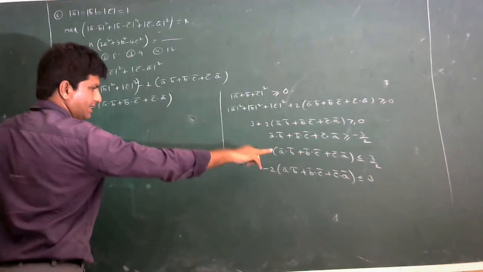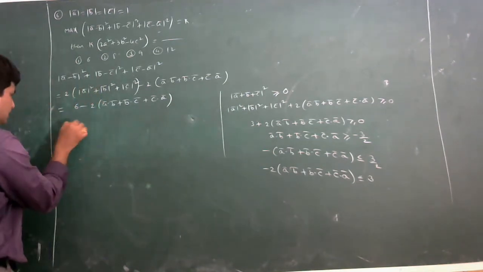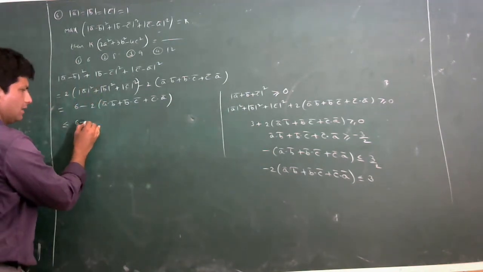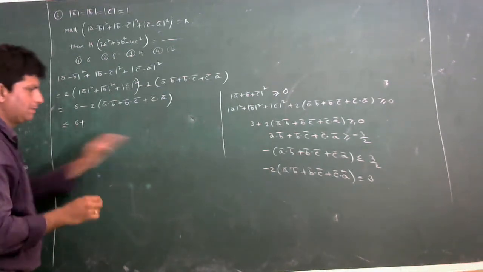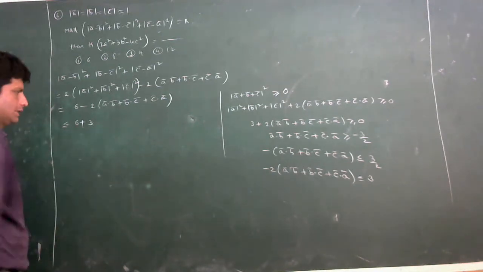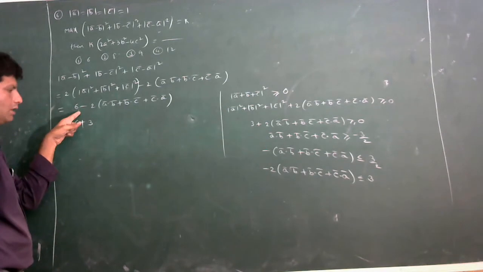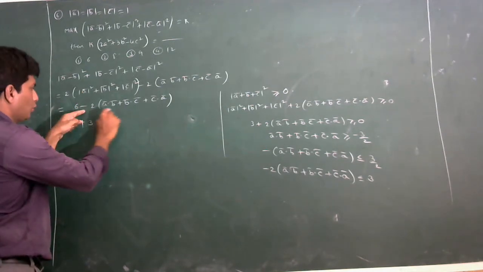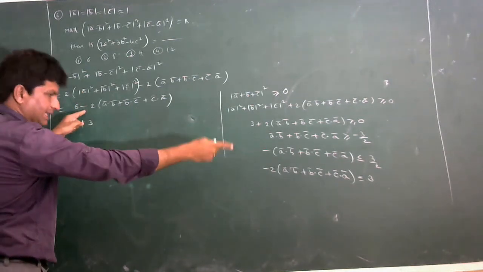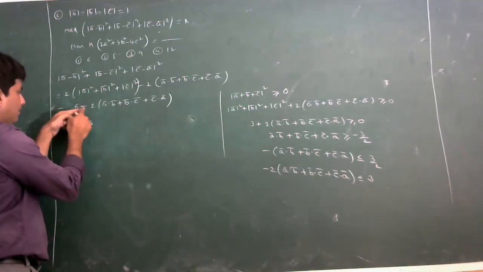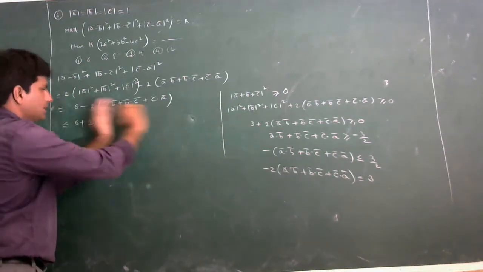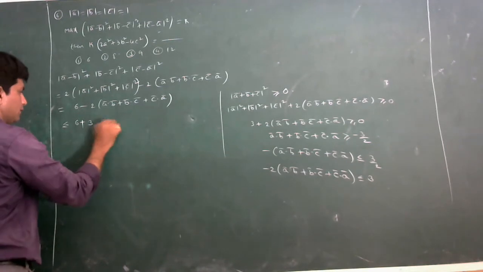Already, greater than or equal to is converted to less than or equal to. So this is always less than or equal to 6 plus what? 3. Is it right? Because this is a fixed constant. Already we got minus 2 into (a dot b plus b dot c plus c dot a) is less than or equal to 3. So this can be written as plus into minus 6 plus minus of this whole thing is less than or equal to 3. So the answer is what? 9.